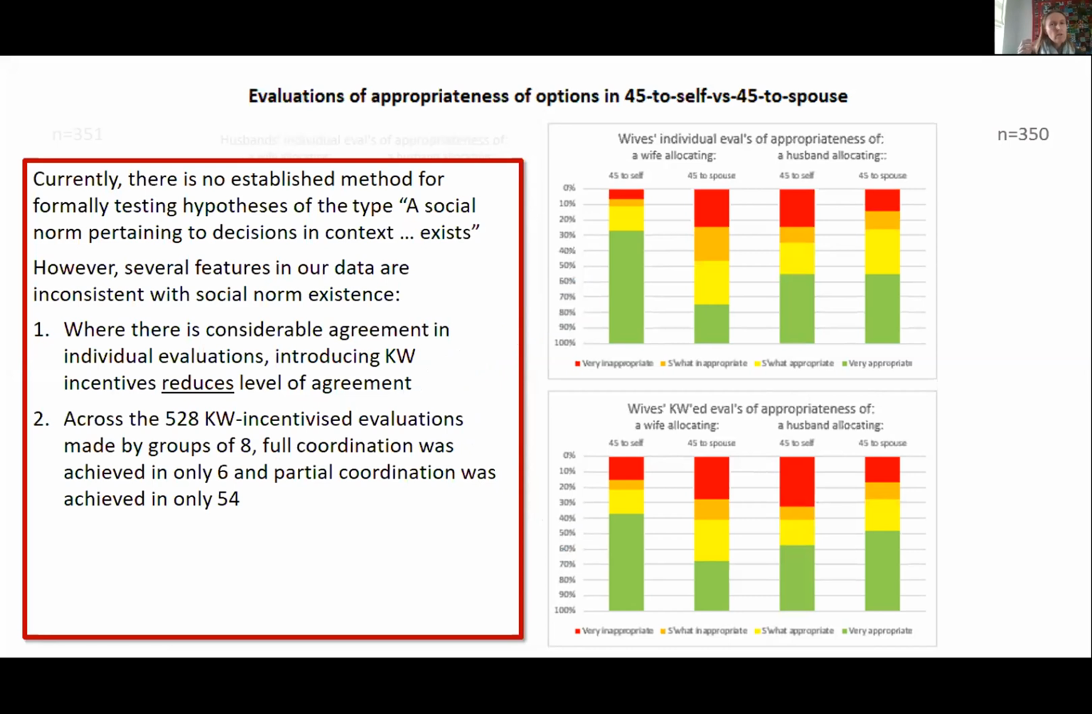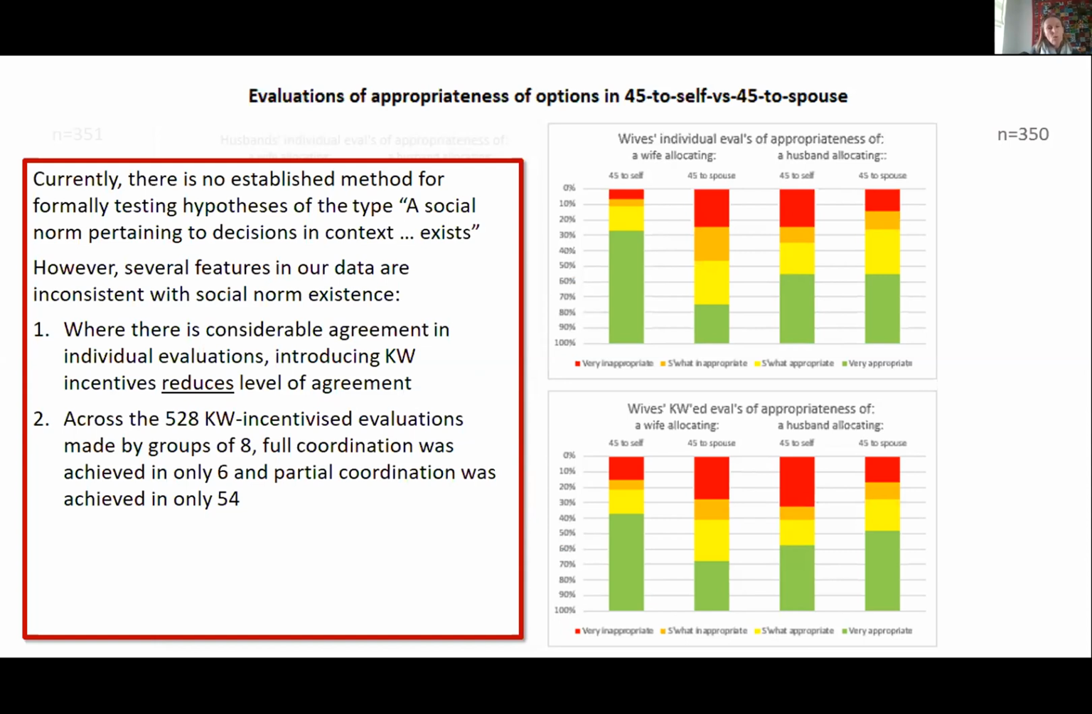So also, if we do a tally, there were 528 Krupke-Weber incentivized evaluations going on here across our 22 sessions. In only 6 of these was there complete agreement, okay? In only 54 more was there partial coordination, which I think I defined as over half of them agreed on a particular response, okay? This is a very low level of coordination given that it was incentivized.